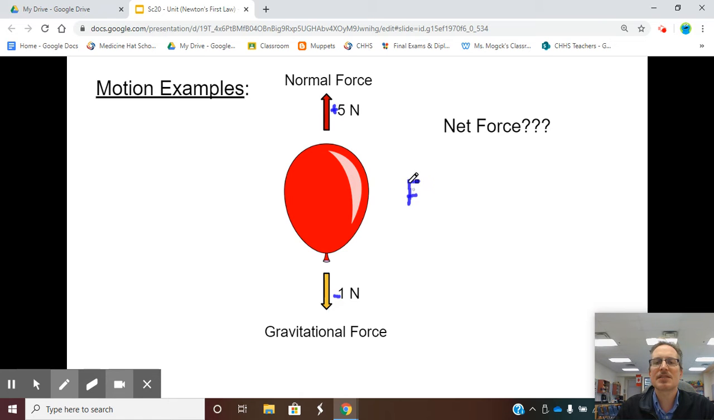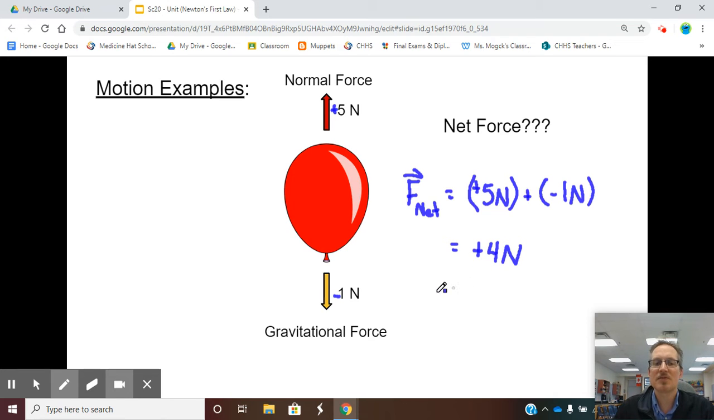So for us to solve for the net force, we are going to add together the positive 5 newtons, or the normal force of the balloon floating up, and we're going to add to it negative 1 newtons, or the force of gravity going down. And when we add all these forces together, my net force is going to be a positive 4 newtons. Again, the unit is newtons, and again, it's a vector quantity, so you need some sort of direction.